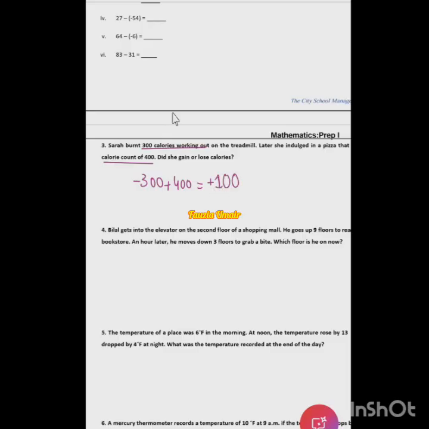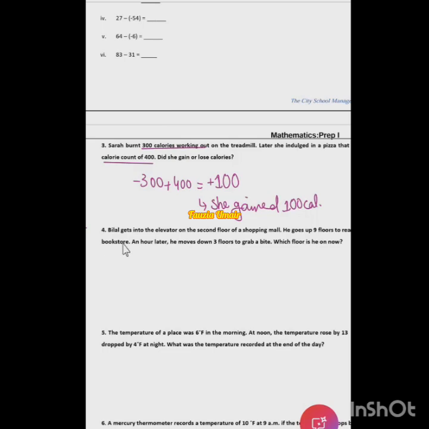Remember that first worksheet we did, in which if plus $100 is profit, then minus $50 would be the loss. The same is the case here. If minus 300 is the calories burned, then plus 400 are the calories she gained. So if the answer is plus 100, it means she gained how much? 100 calories. How do we know it's a gain? Because it's a plus sign. So she gained 100 calories.